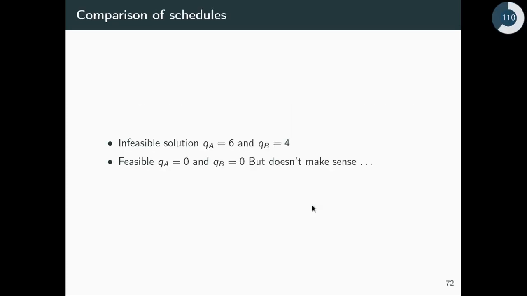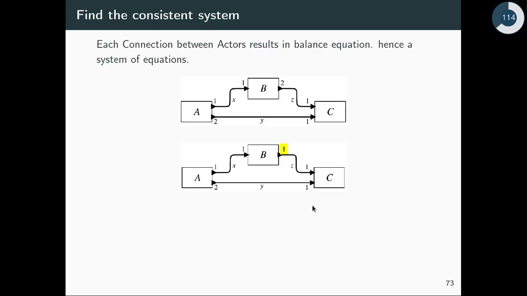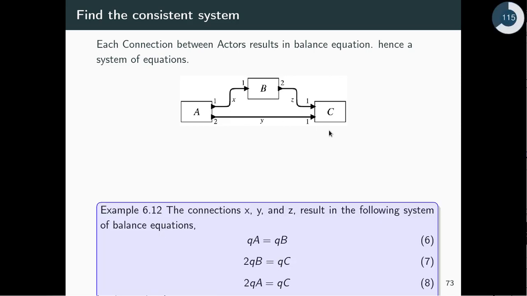So let's move forward to an example that we will try to work out here. In the previous example we have just seen two actors, but in this example there are three actors, with several connections between them. Here we see that there are three connections, AB, BC and AC. Each connection has a data dependency and is governed by a balance equation. So we have a system of equations.